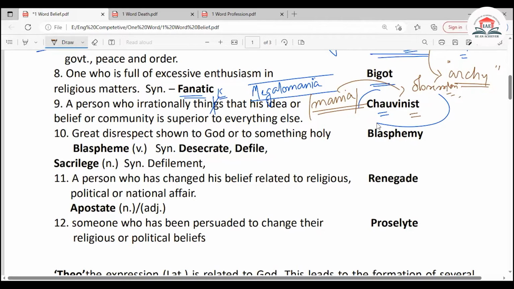Great disrespect shown to God or to something holy, that is what? That is blasphemy. Now blasphemy, desecration, defilement, sacrilege, all are similar words that have already been clubbed up. Blasphemy, what is that? This is a kind of activity that dishonors holy ideas, that actually disrespects a thought that is already established and respected by all.